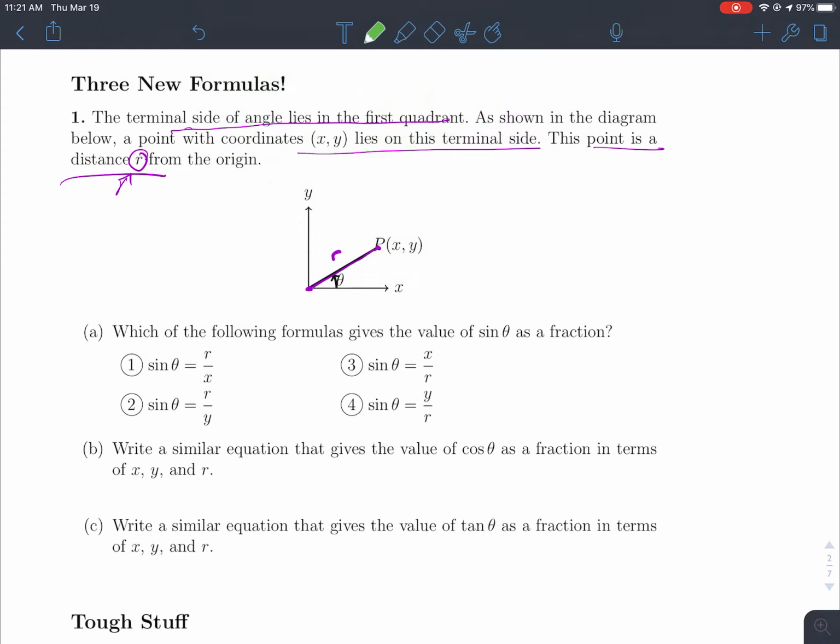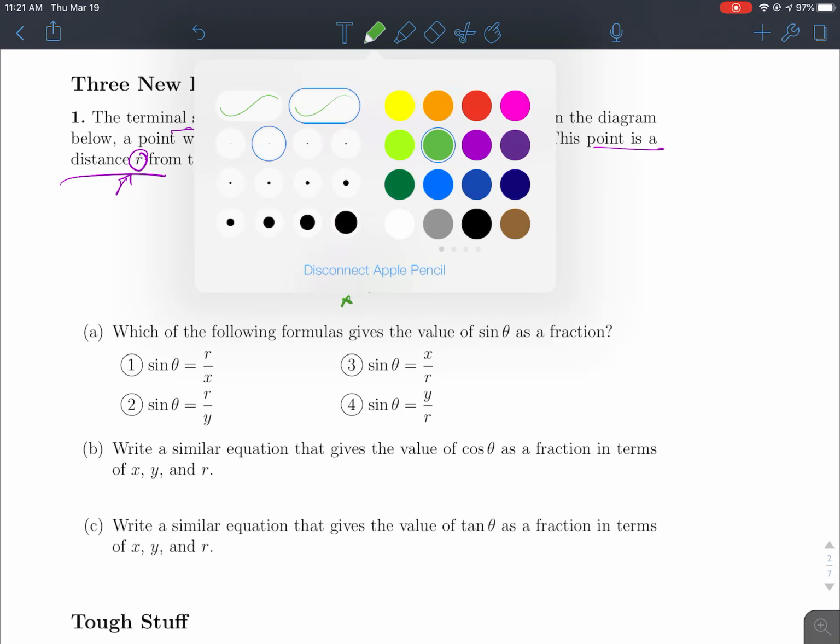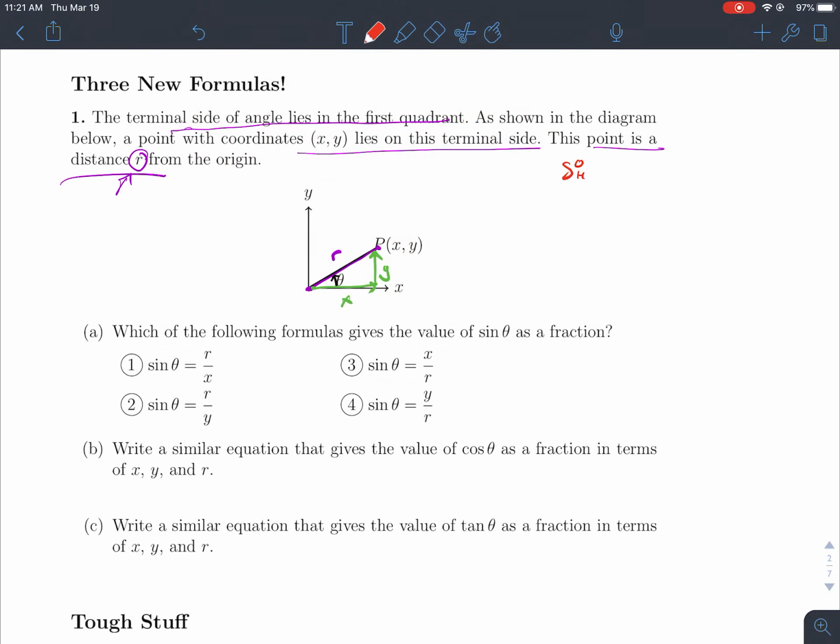And let's label some of the other things. So we don't have a right triangle yet, but we're about to. We go x units in this direction and y units up. So it looks like for this angle, because we're using letters, let's write out SOH CAH TOA. Sine of our angle is going to be opposite over hypotenuse. So it looks like we'll have y over r. So sine of theta is y over r.